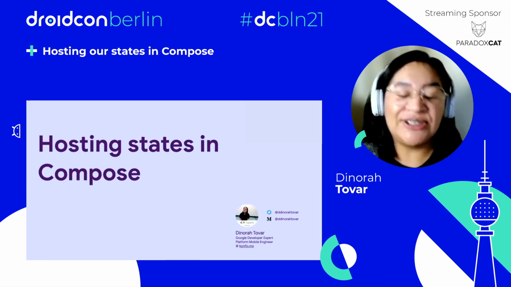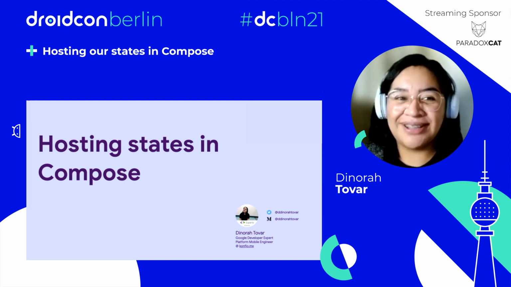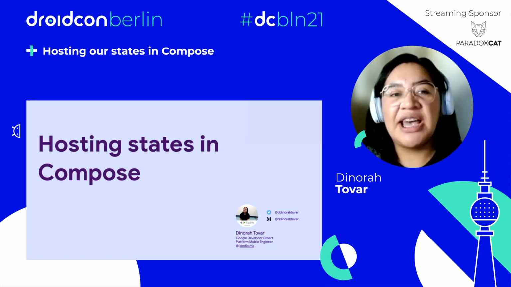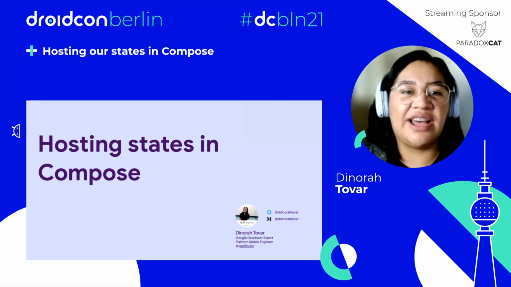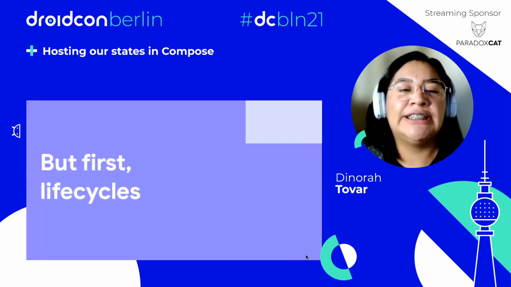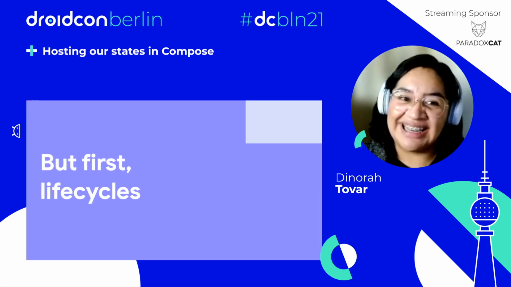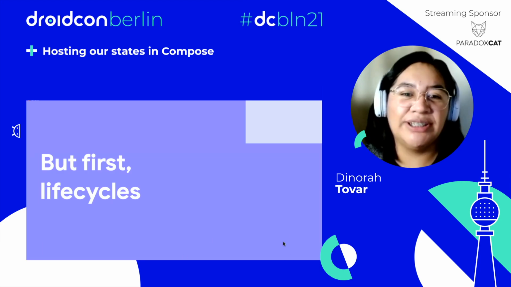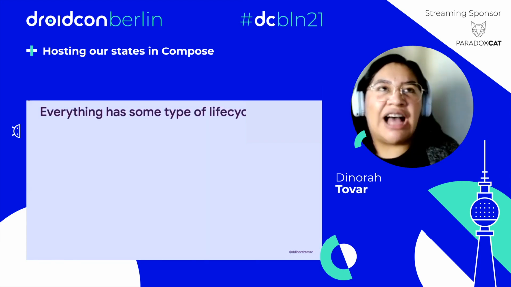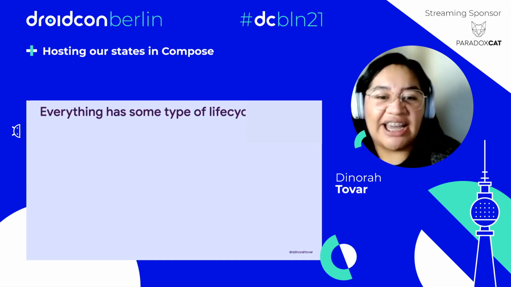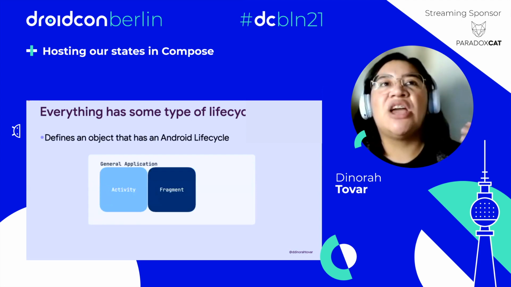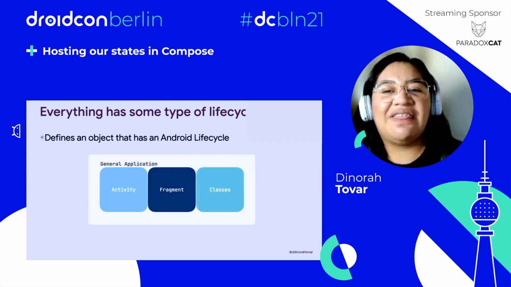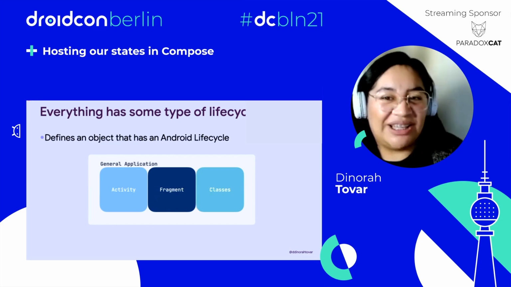So today we have a different talk. We have something about hoisting the state, but it's solid basics on Compose. First, let's talk a little bit about life cycles. And when I say life cycles, I mean everything that has a life cycle. It's quite common that a lot of things have a life cycle on Android, right? There we have things that go over an activity, maybe a fragment. We have classes, and actually, well, there is a life cycle in Compose.